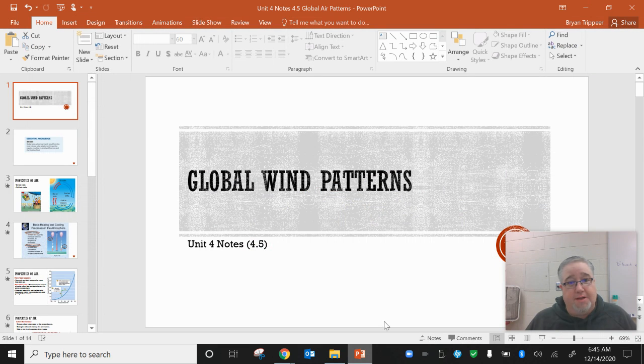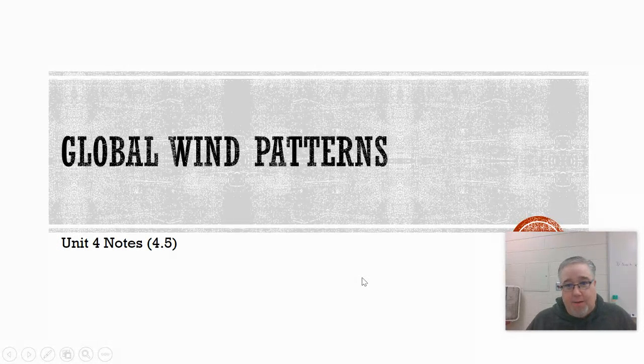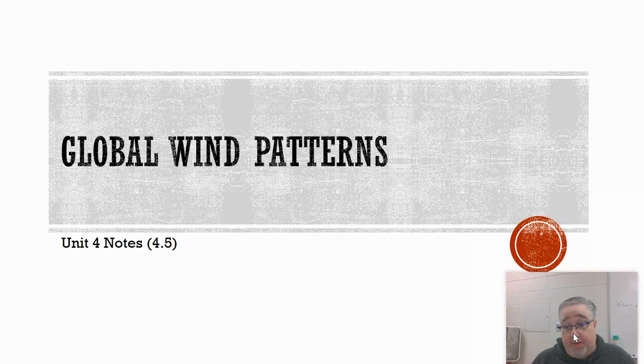All right, AP Environmental Science. This is topic 4.5 out of Unit 2, and it deals with a topic called global wind patterns. So we're going to talk a lot today about wind, and the directions that they blow, and some of the major air currents on the surface of our planet, which has an impact on living things as well.